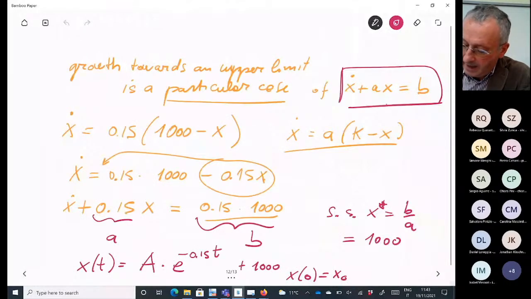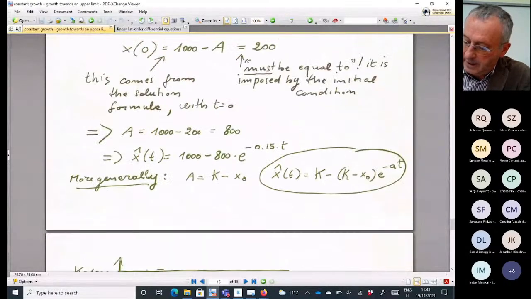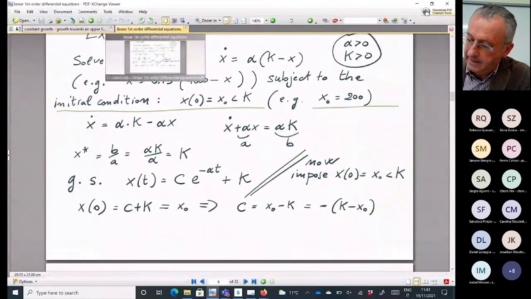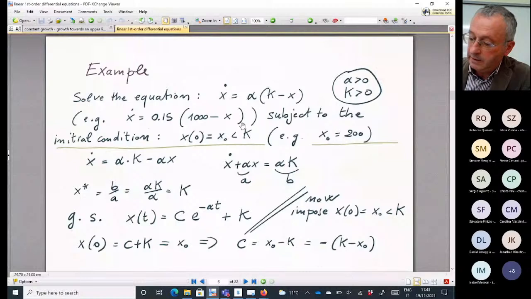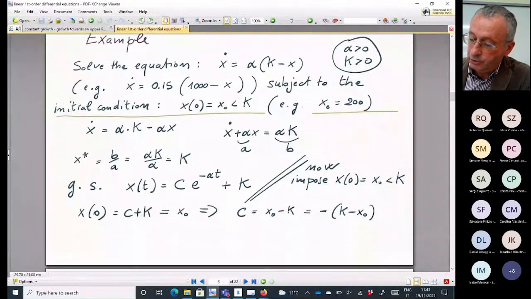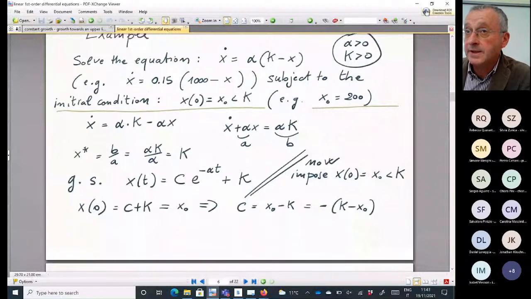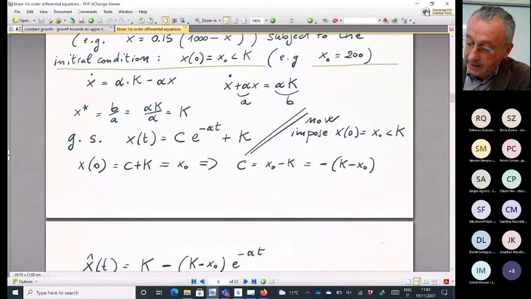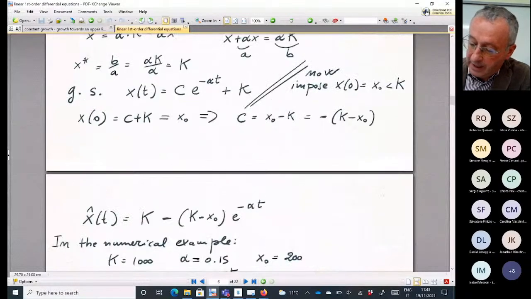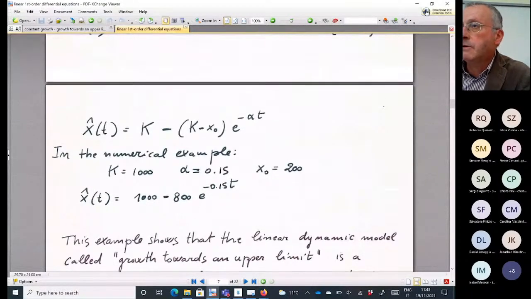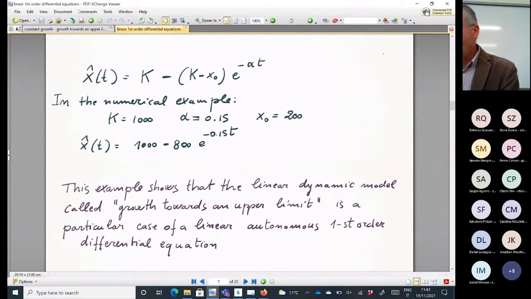So here in the last slides, I show you a constant growth model like the one we solved before. I show you that actually the steady state is K, which is the carrying capacity. And actually, if we write down the solution using the general formula, we get the same solution of the constant growth model studied before, okay? So the growth towards an upper limit in its most naive version is a particular case of a linear autonomous first-order differential equation. Okay, so this is basically the theory of the solution of linear first-order differential equations.